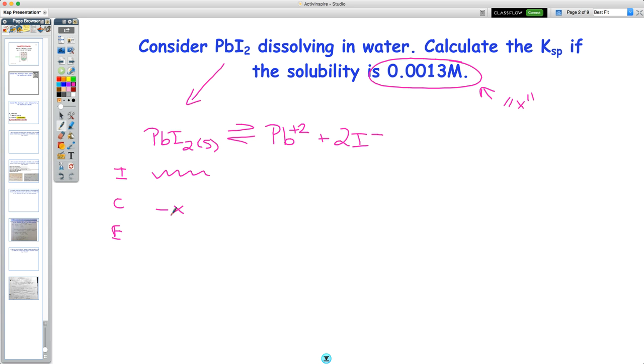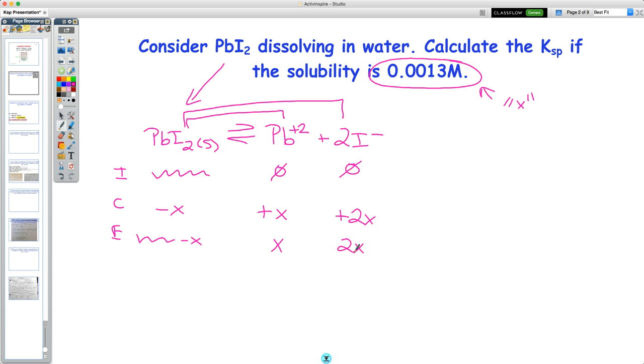This is going to go down by a certain amount to make my ions. It's going to go up by X here because the relationship here to here is 1 to 1. And it's going to go up by 2X here because it's 1 to 2. At the end, I'll have something minus X here. Again, I don't really care because it's a solid. But my final concentrations of my ions are going to be X and 2X, if you see that.